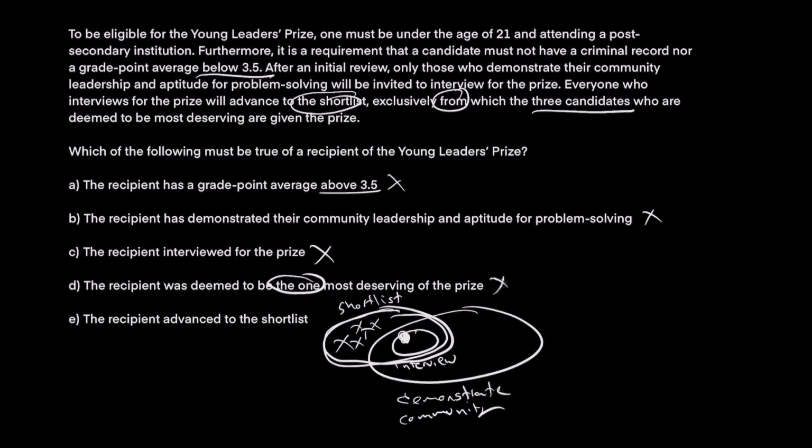And finally, E, the recipient advanced to the shortlist. Yes, this is a necessary condition, right? You must advance to the shortlist to get the prize because exclusively from the shortlist are the 3 candidates selected, right? So only from the shortlist are the 3 candidates selected. You must be on the shortlist to get the prize, and so E is the right answer.